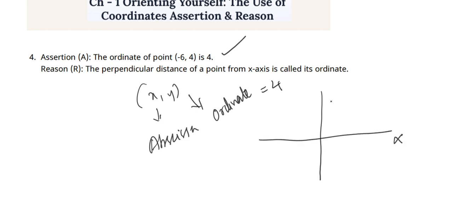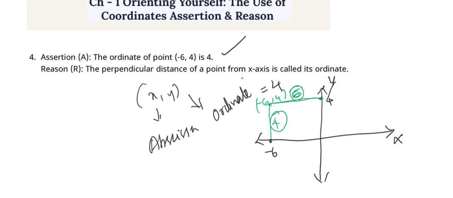So we can draw the coordinate axes, x-axis and y-axis, and plot (-6, 4). So x is -6 and y is 4. So the point will be here, (-6, 4). So here you know that the perpendicular distance from the x-axis is 4 and the distance from the y-axis is 6. So the perpendicular distance of a point from x-axis is called the ordinate.